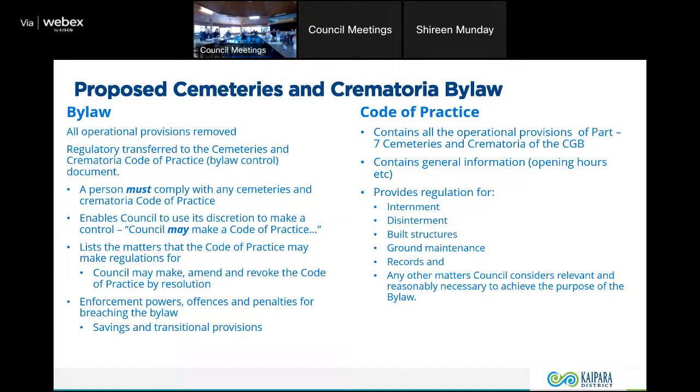The bylaw satisfies our legal requirements. The control document, which is our code of practice and our sign standards, is more focused on the user's ability, how they comprehend things, how they look at things and understand things, and how they can use it to ensure that they are compliant.